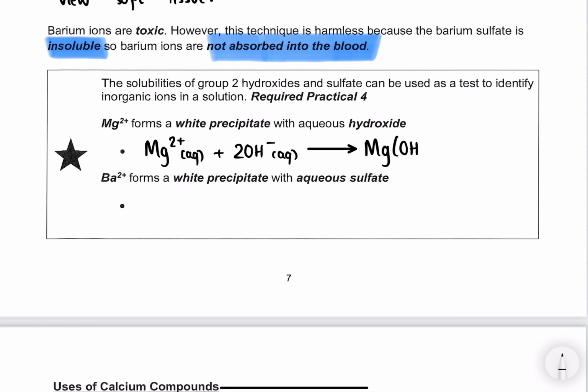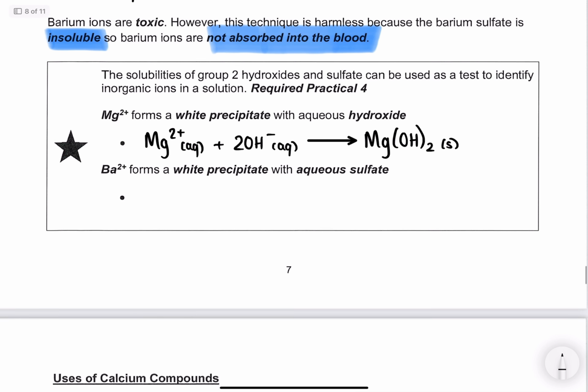If we wanted to test for hydroxide ions, we could also add magnesium ions, although it might be a little bit easier just to add indicator and check that it was alkaline.